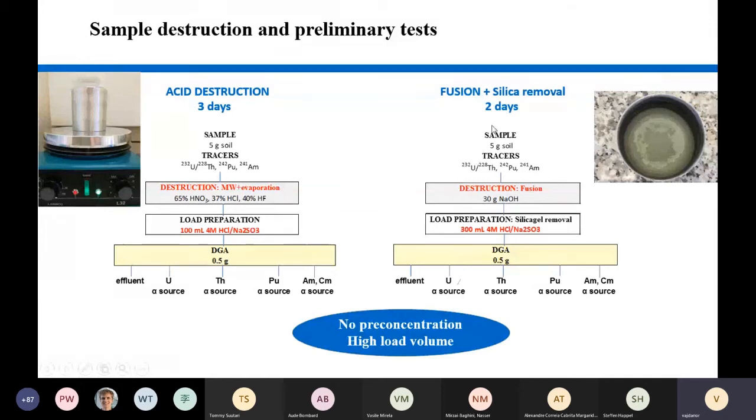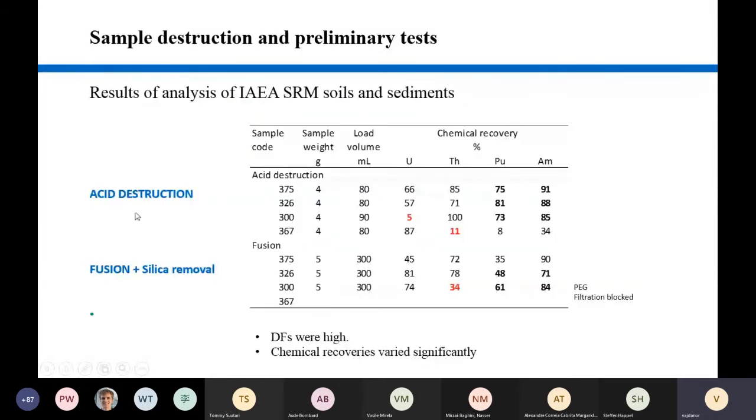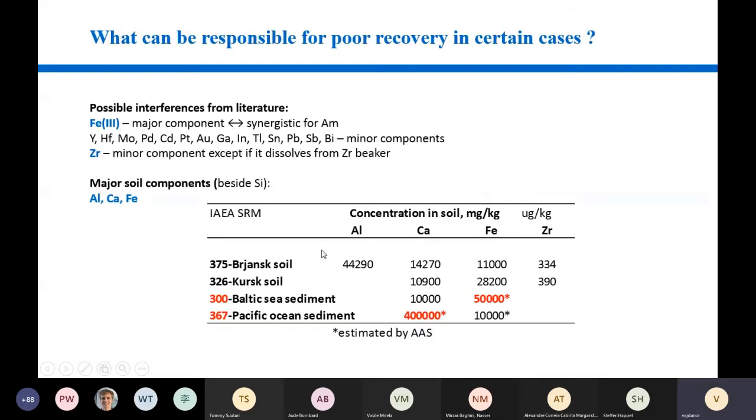And you can see on the next slide the results that we got with method 1 and method 2 using reference materials. The first 2 are soil samples, the second 2 are sediment samples. And you can see that the chemical recoveries for the actinides varied, and sometimes they failed. Typically, the poor results were obtained with sediment samples. So the question arose, what can be responsible for poor recovery in certain cases?